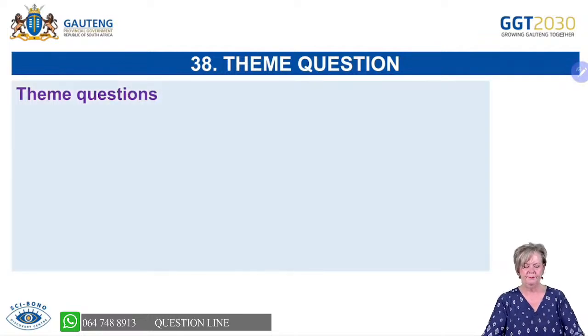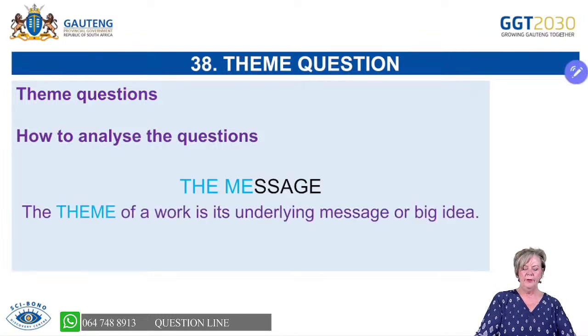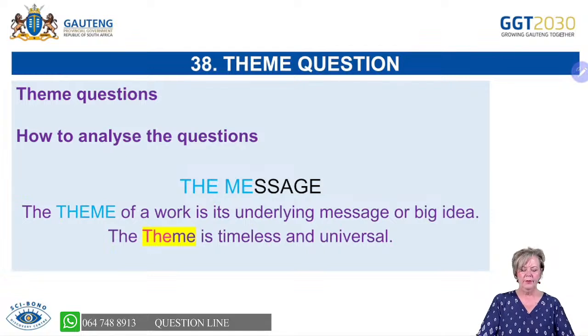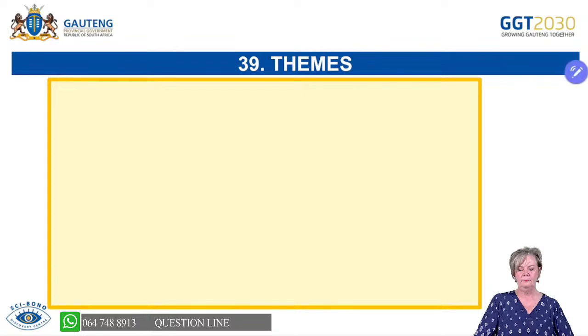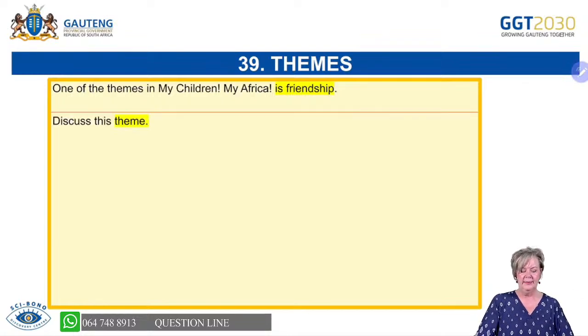Theme questions. How to analyze the question. Now, the theme refers to the message, the underlying message or the big idea for this play or literary work to be written. The theme is timeless and universal. One of the themes in My Children, My Africa is friendship. Very important, you highlight that word.